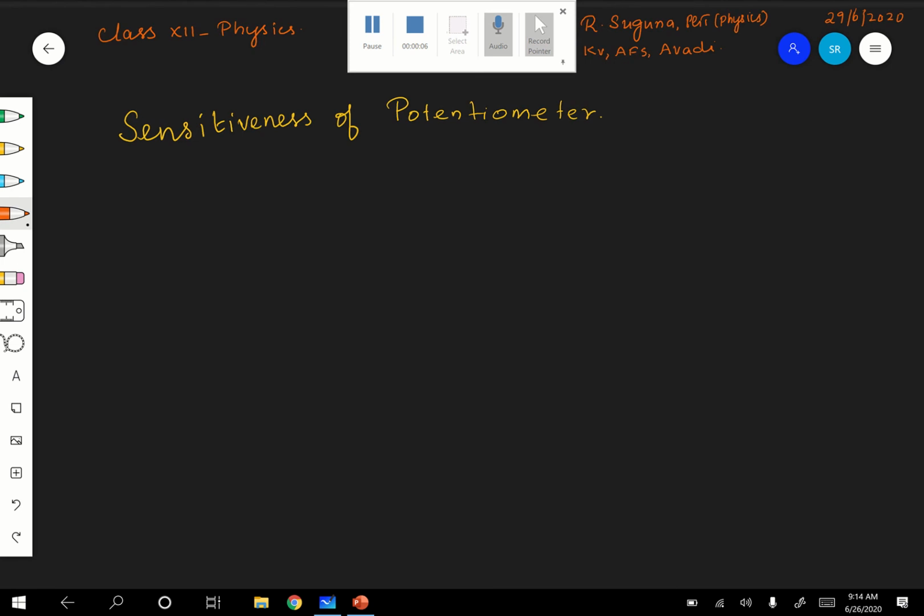Today we are going to start with the topic that is sensitiveness of the potentiometer, and we'll be dealing with some numericals also today. Okay, so what is, first, sensitiveness of the potentiometer?